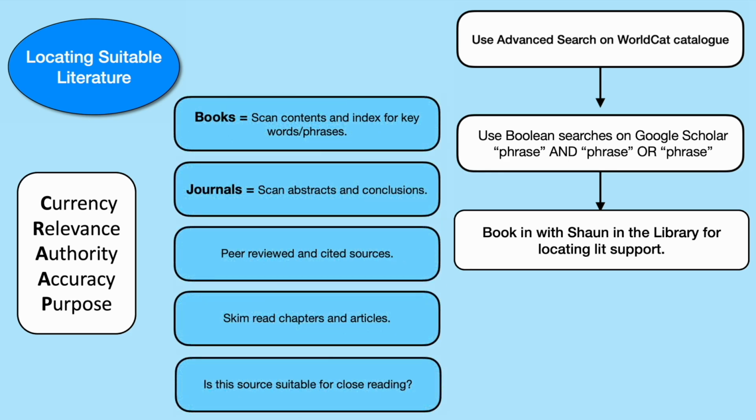When you look at books, scan the contents, scan the index, look for keywords and phrases. That will help you to narrow down the chapters that you feel are most relevant for your needs. For journals, as I've mentioned, scan the abstracts and conclusions. Ensure your sources are peer-reviewed. You might even want to look at how many times they have been cited. That might strengthen your use of the text.